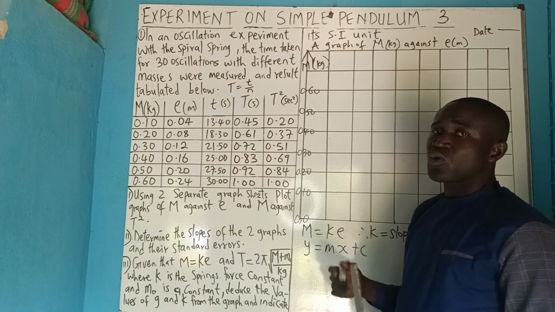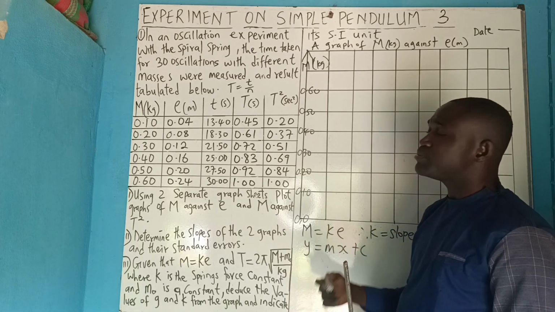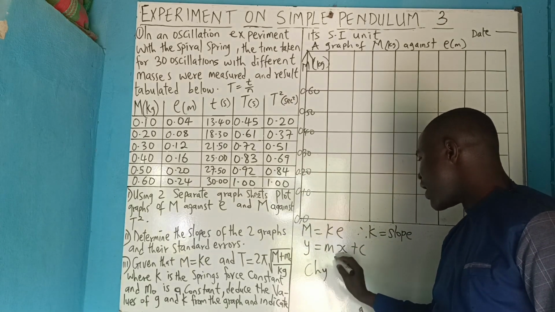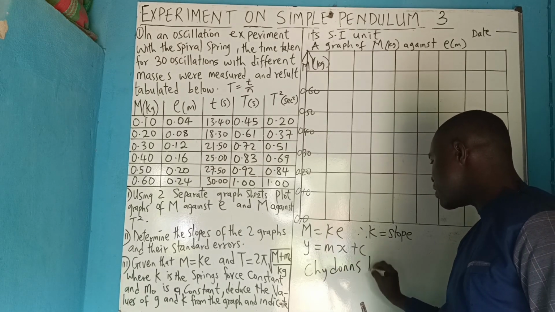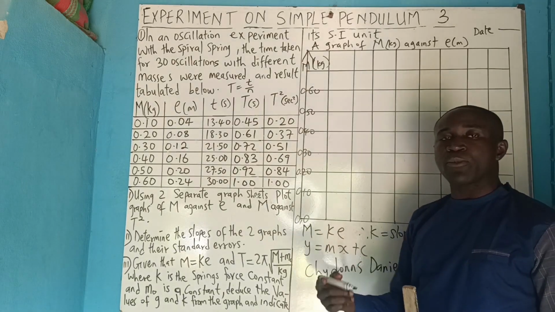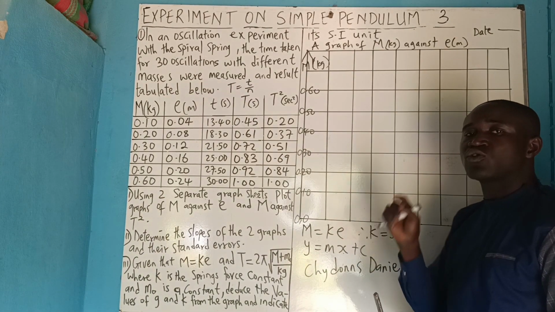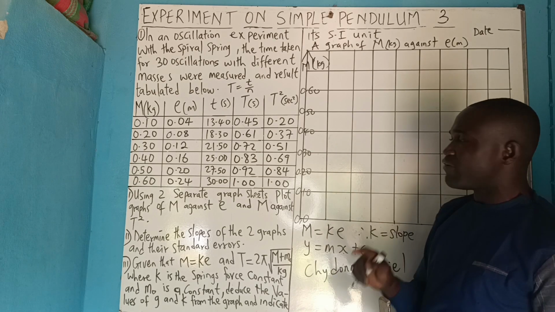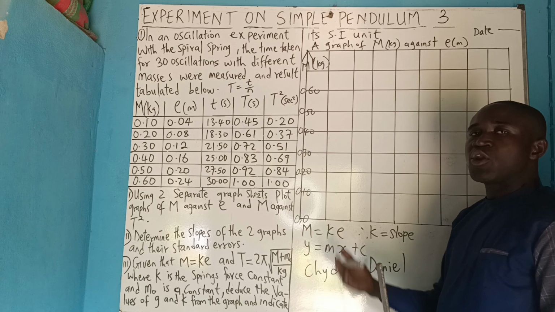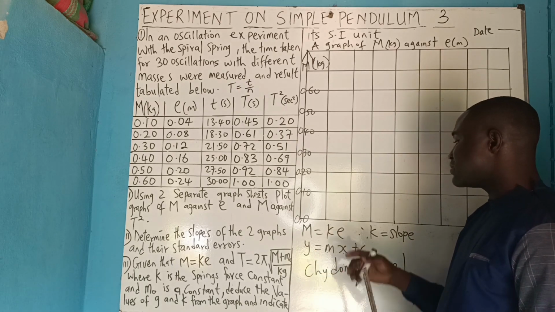So if you want to get more information on how to choose appropriate scale, just type Chidon's Daniel, how to choose appropriate scale in graph plotting. You will be able to see the video and many other videos posted on that channel, and you watch and learn. That is by the way.